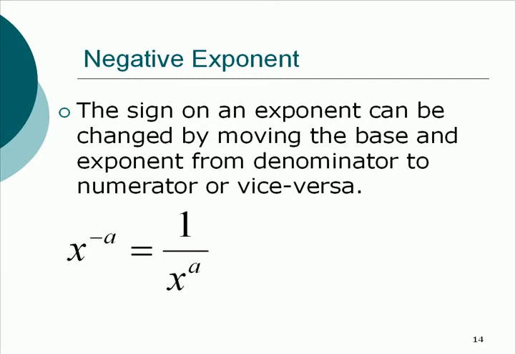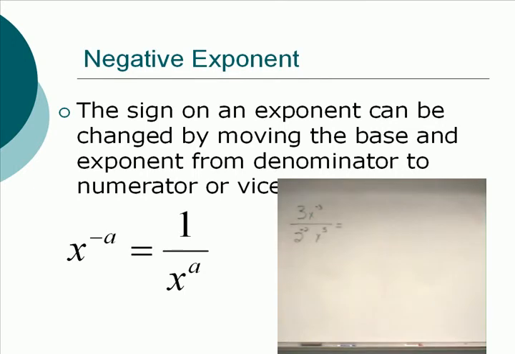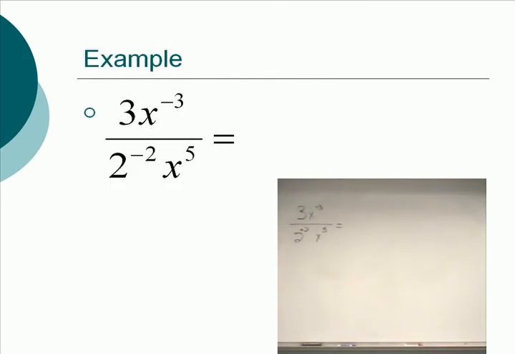So a good practice to get into when you want to simplify an expression of this type is to just switch all the variables so that the exponents are all positive. It's easier to think about. You're less likely to make a sign error. So that's what we're going to do. Let's take a look at this example. We want to simplify 3x to the negative 3rd over 2 to the negative 2nd x to the 5th.